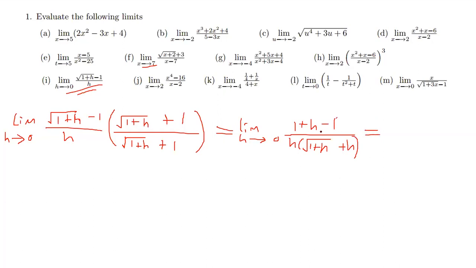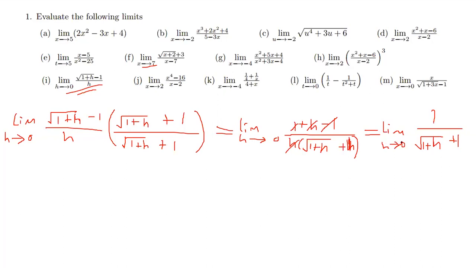Now you know that for this one, 1 minus 1, you're going to remain with h on top. So this h will cancel with that h. Meaning the limit that we're finding is just the limit of 1 divided by the root of 1 plus h, then plus, oh sorry, this is actually not supposed to be h, it's supposed to be 1. And then plus 1 when h approaches 0.